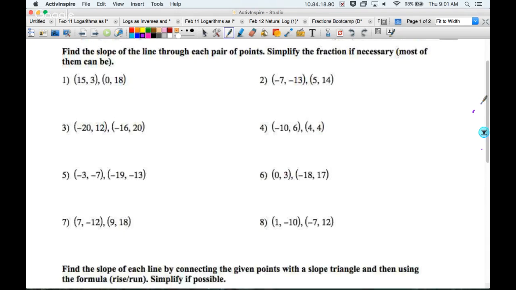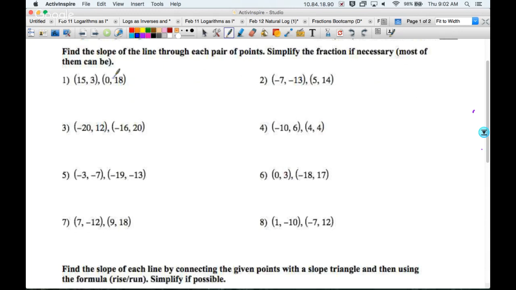We'll start with this first section up here. We need to find the slope of the line that passes through each pair of points and then simplify the fraction if necessary. And I say here that most of them can be. Most of these are set up so that the slope you get is going to be a fraction that can be simplified in one way or another. Let's just start with problem number 1. We'll do about 3 of these.